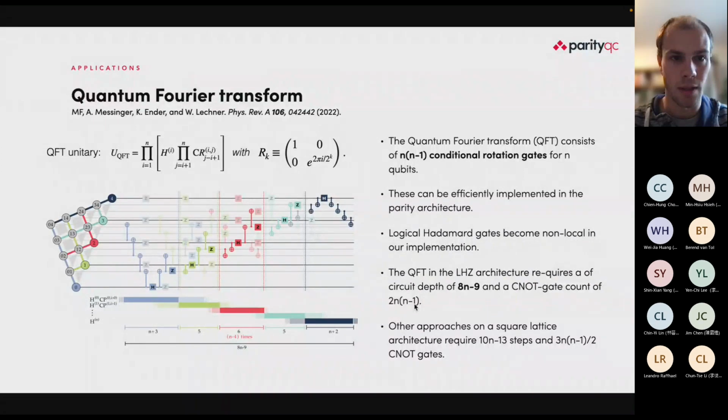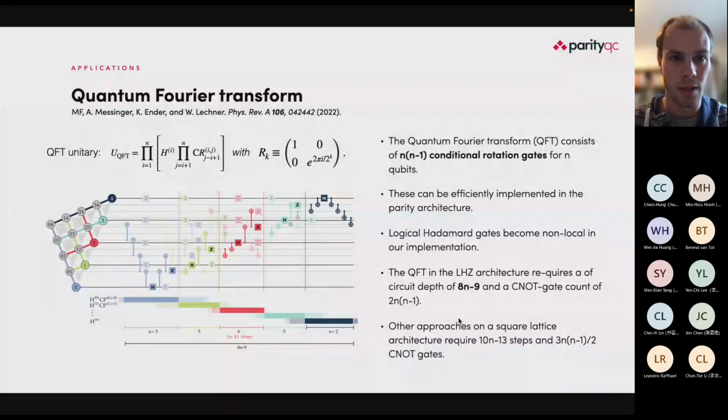And what is interesting now is that other approaches that implement the QFT on a square lattice need 10n minus 13 steps, which is basically 2n more than we do. However, we need a few more CNOT gates, because we have 2n times n minus 1 and they have 3n times n minus 1 over 2.